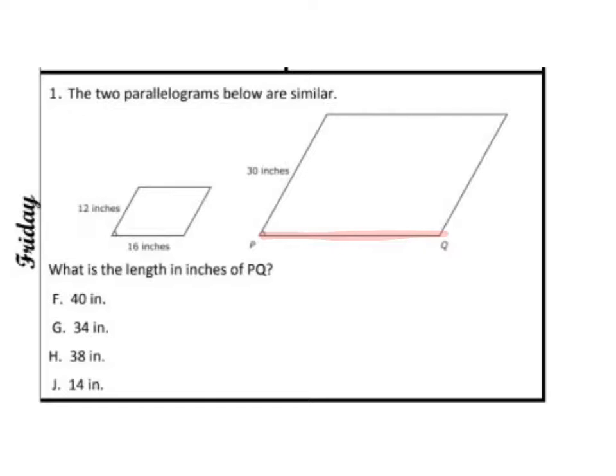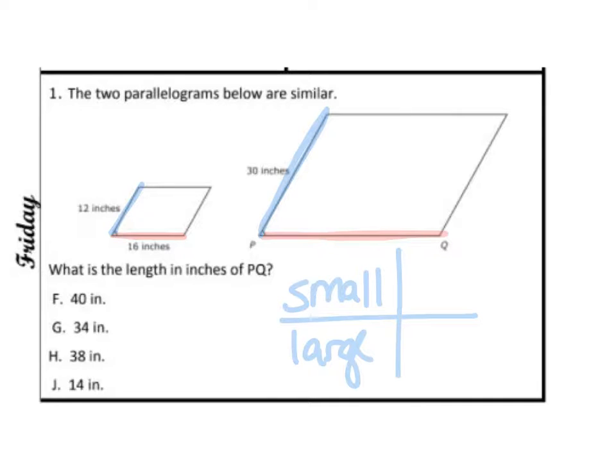16. Okay, now we need to look for another two pairs of corresponding sides because that's going to help us solve for that missing side. So 12 corresponds to 30. So now all we have to do is set it up as a proportion. So we're looking at the small figure and then the large figure. Now the small figure, we have 12, and the corresponding side on the large figure would be 30.